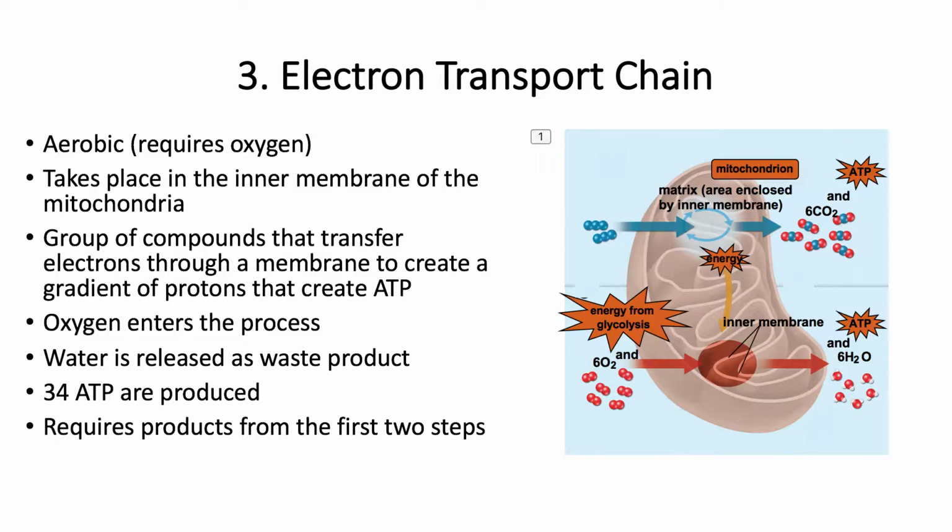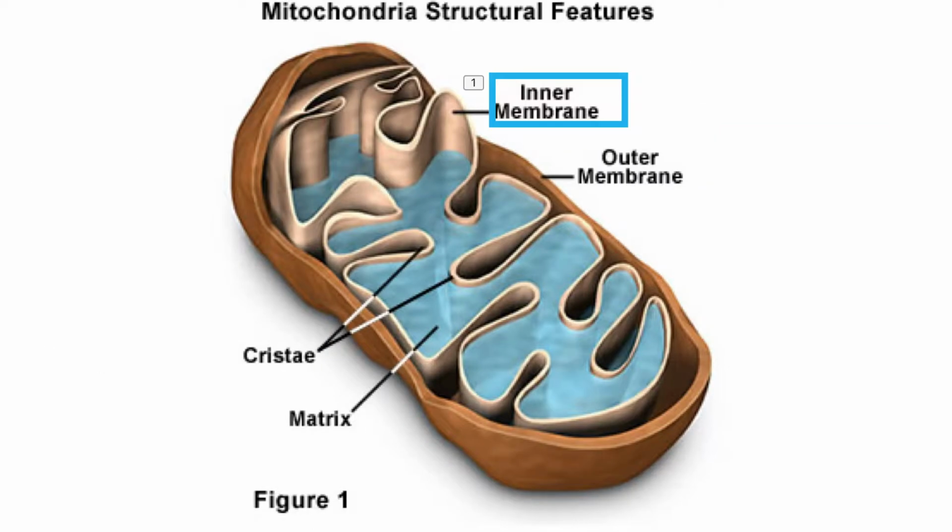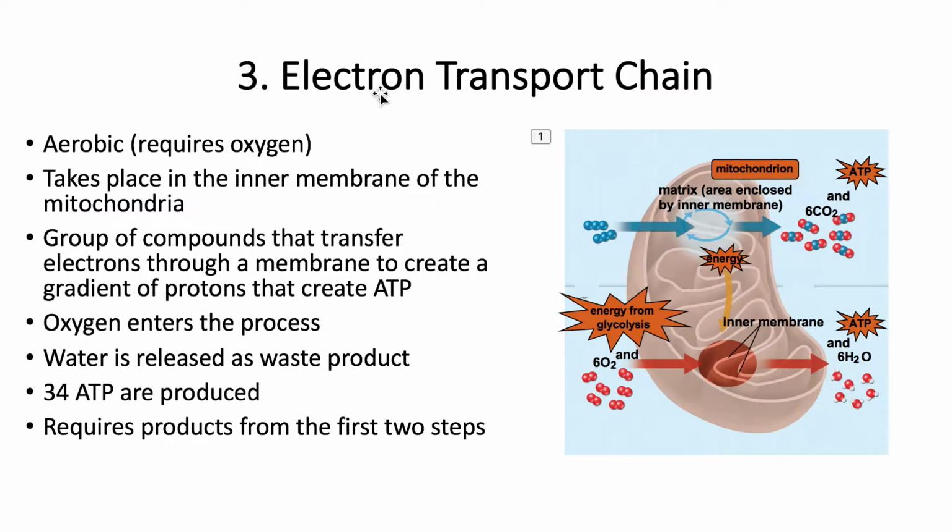Okay, and this is also aerobic. It absolutely requires oxygen. And it takes place in the inner membrane of the mitochondria. So the mitochondria is actually double membraned. It's got 2 skins, and the outer membrane is here, and this folding inner membrane is where the electron transport chain occurs. The electron transport chain is actually a group of compounds that transfer electrons through a membrane to create a gradient. And we'll learn about concentration gradients later. So a gradient of protons, and that helps to create ATP.